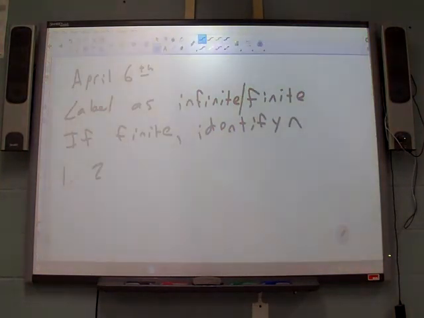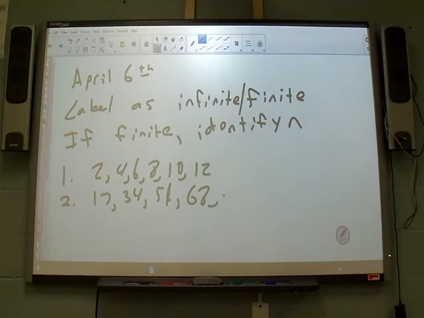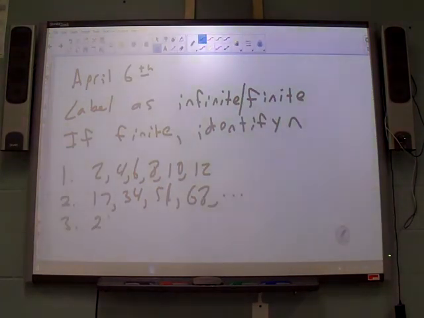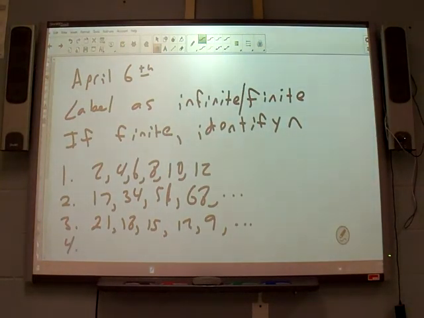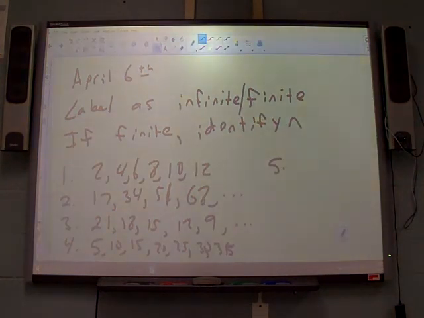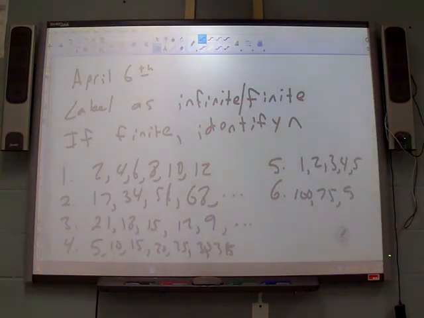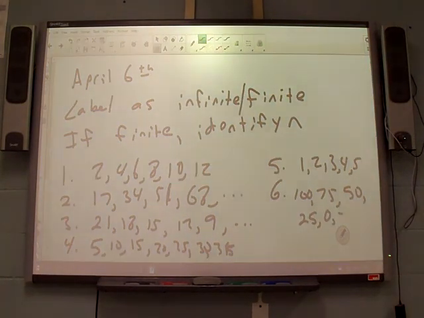For number 1, you've got 2, 4, 6, 8, 10, 12. For number 2, 17, 34, 51, 68. For number 3, 21, 18, 15, 12, 9. Number 4, count the 5s, 5, 10, 15, 20, 25, 30, 35. Then for number 5, 1, 2, 3, 4, 5. And then my last one, 100, 75, 50, 25, 0, negative 25, negative 50.